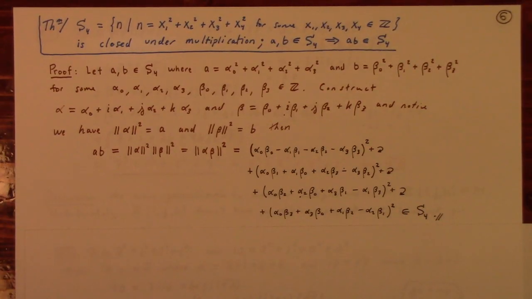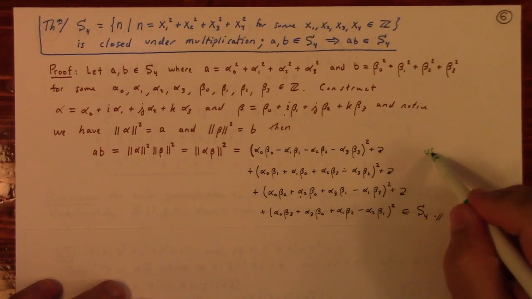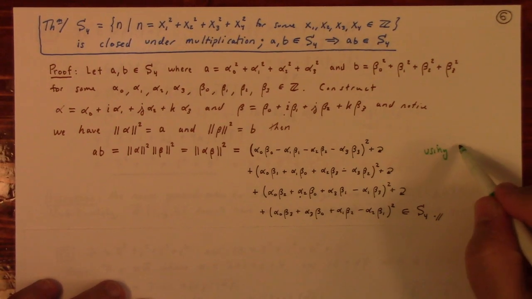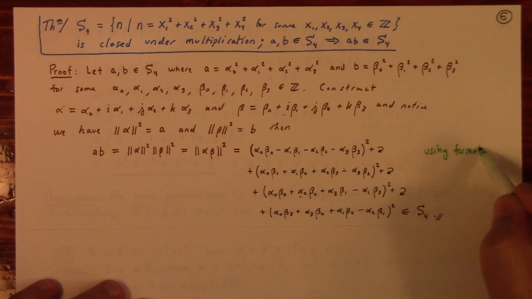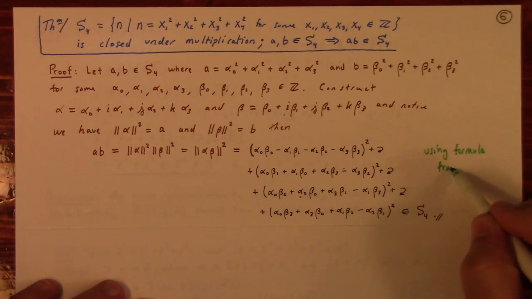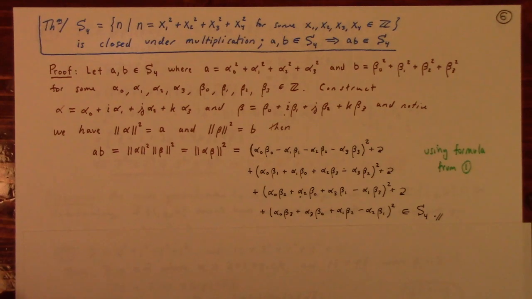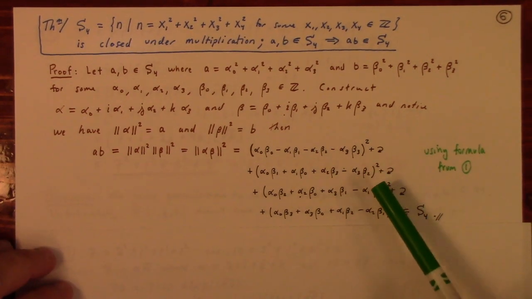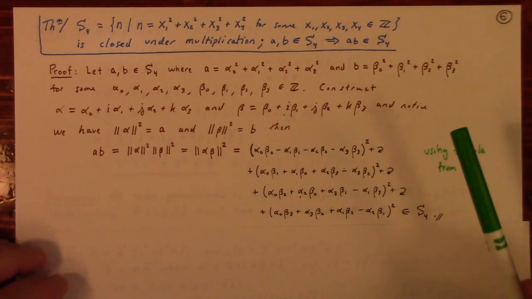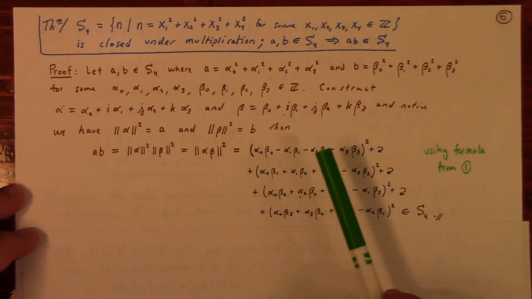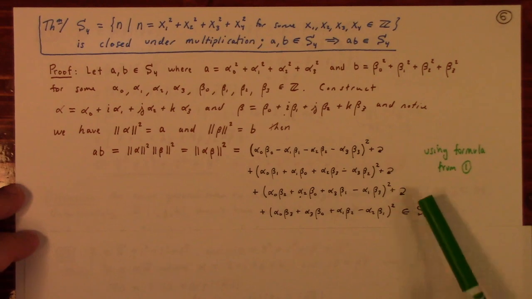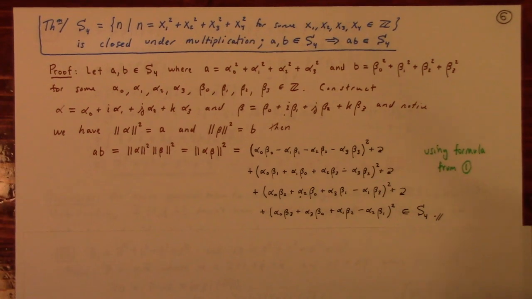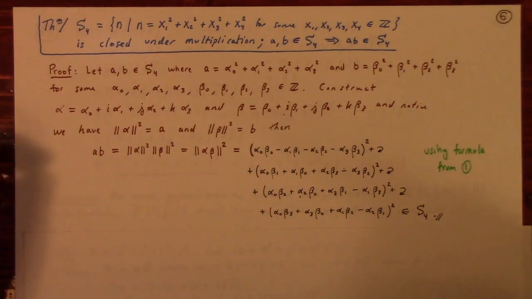So this is using the formula from page 1. All right, so there it is: the real part squared plus the i part squared plus the j part squared plus the k part squared. That's what it is, and that's of course in S4. So there you have it. S4 is closed under multiplication.